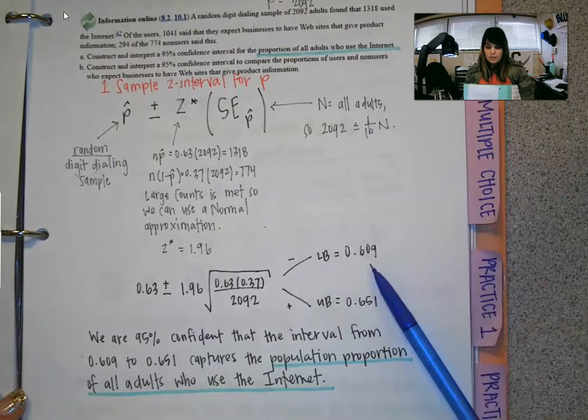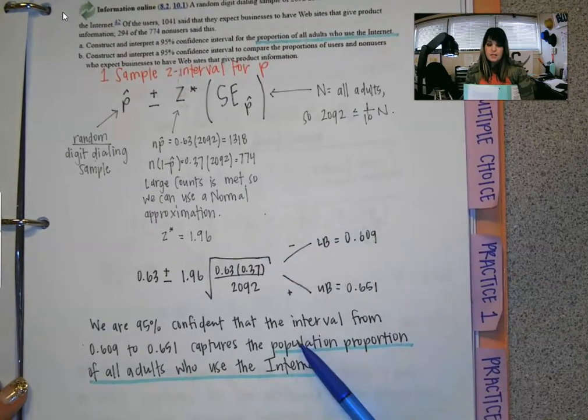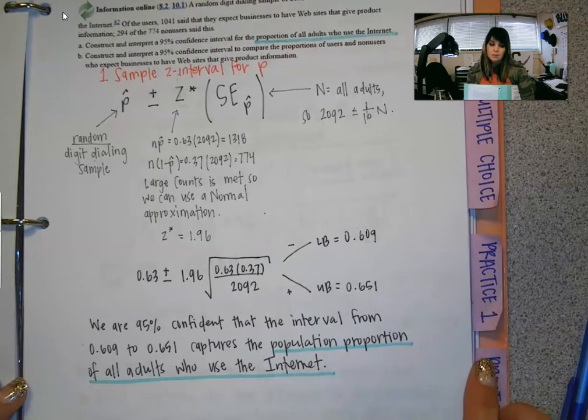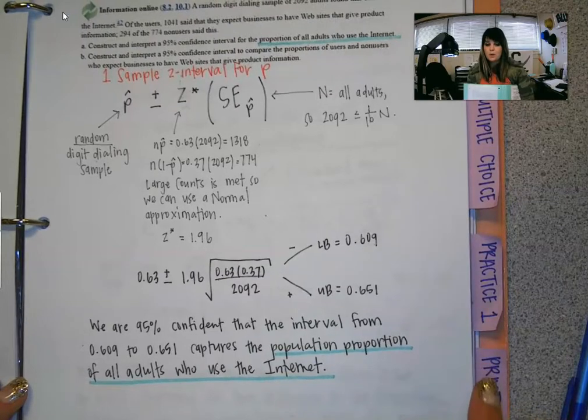You calculate your confidence interval and then you make a statement. We are 95% confident that the interval from 60.9% to 65.1% captures the true population proportion of all adults who use the internet.